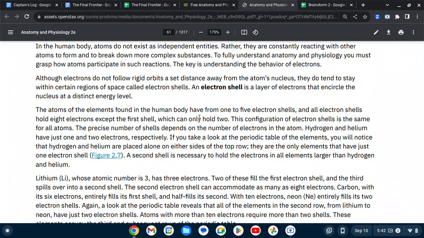Hydrogen and helium have just 1 and 2 electrons, respectively. If you take a look at the periodic table of the elements, you will notice that hydrogen and helium are placed alone on either side of the top row. They are the only elements that have 1 electron shell. A second shell is necessary to hold the electrons in all elements larger than hydrogen and helium.